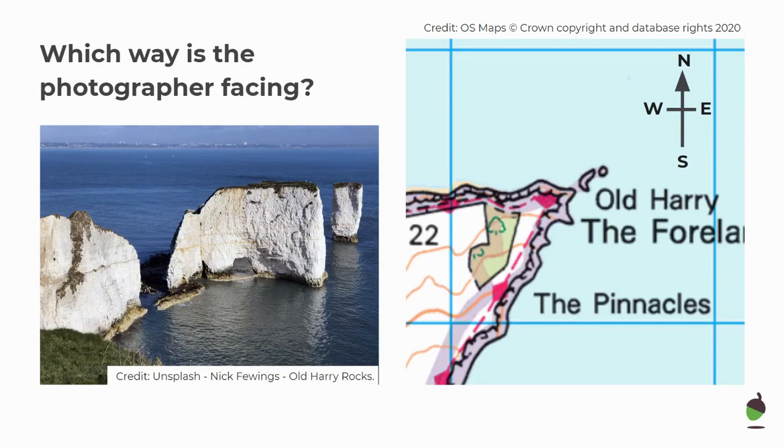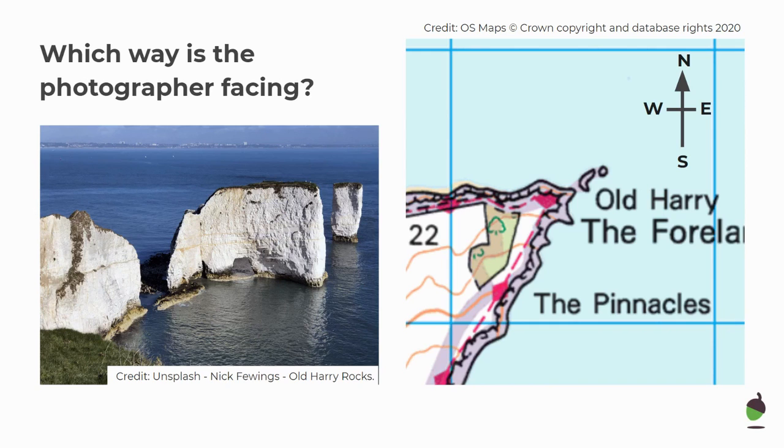This is a really tricky question. These come up quite often in the exam. Which way is the photographer facing? So we've got a map extract, and the first thing to remember is that north is always at the top of the map. We've then got a photo of Old Harry Rocks.